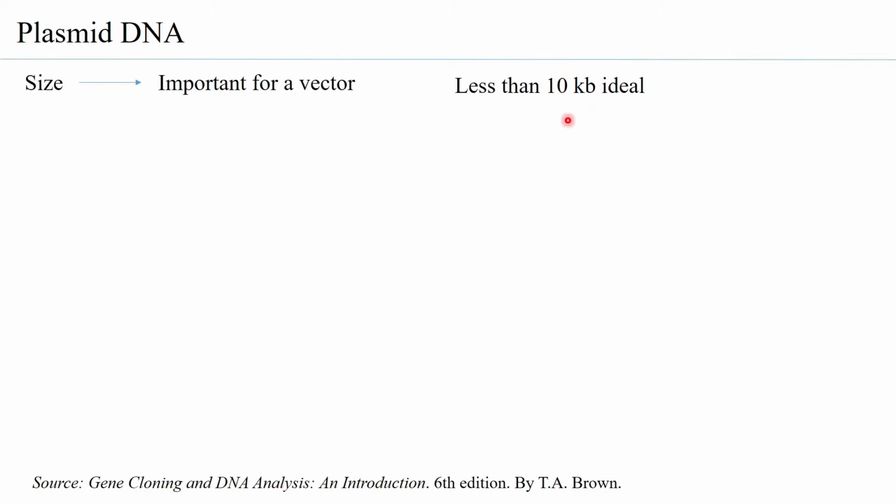If the plasmid size itself is 10 kb, then when you add the DNA that has to be cloned, the plasmid will become bulkier, and handling a bulkier plasmid may become difficult. So therefore, any plasmid that is 10 kb and less is a preferred plasmid for acting as a vector, or for being considered as a vector.